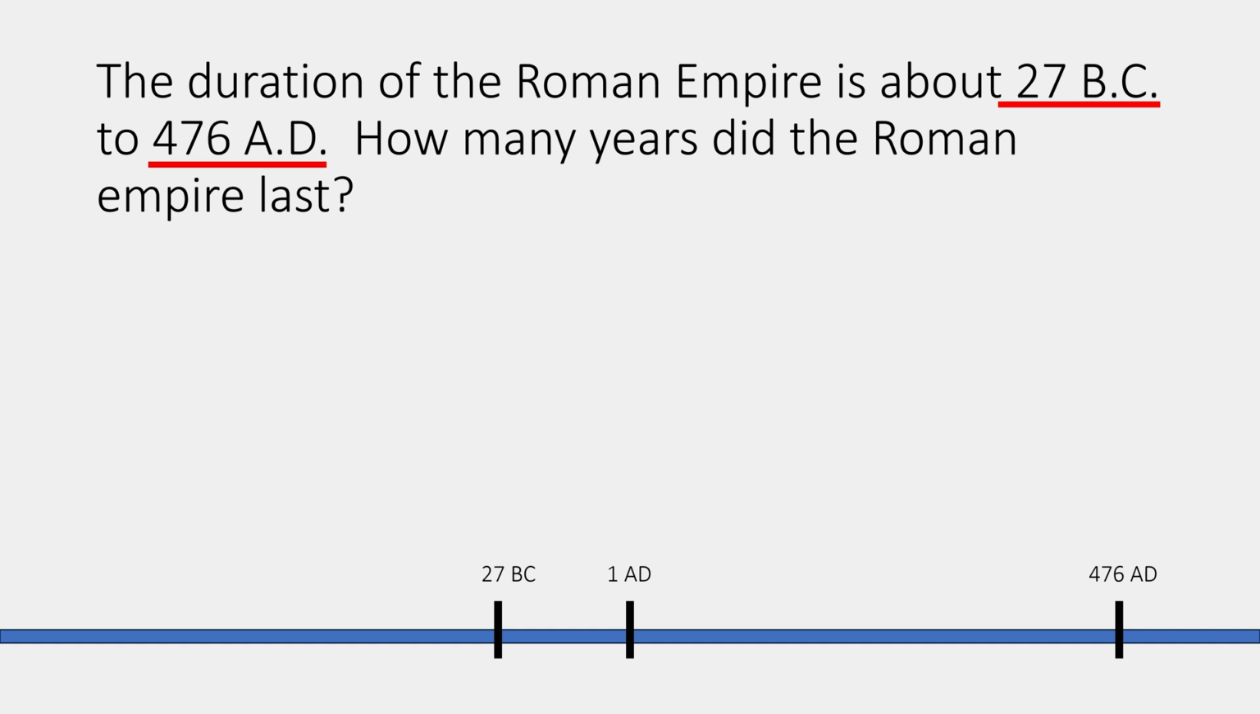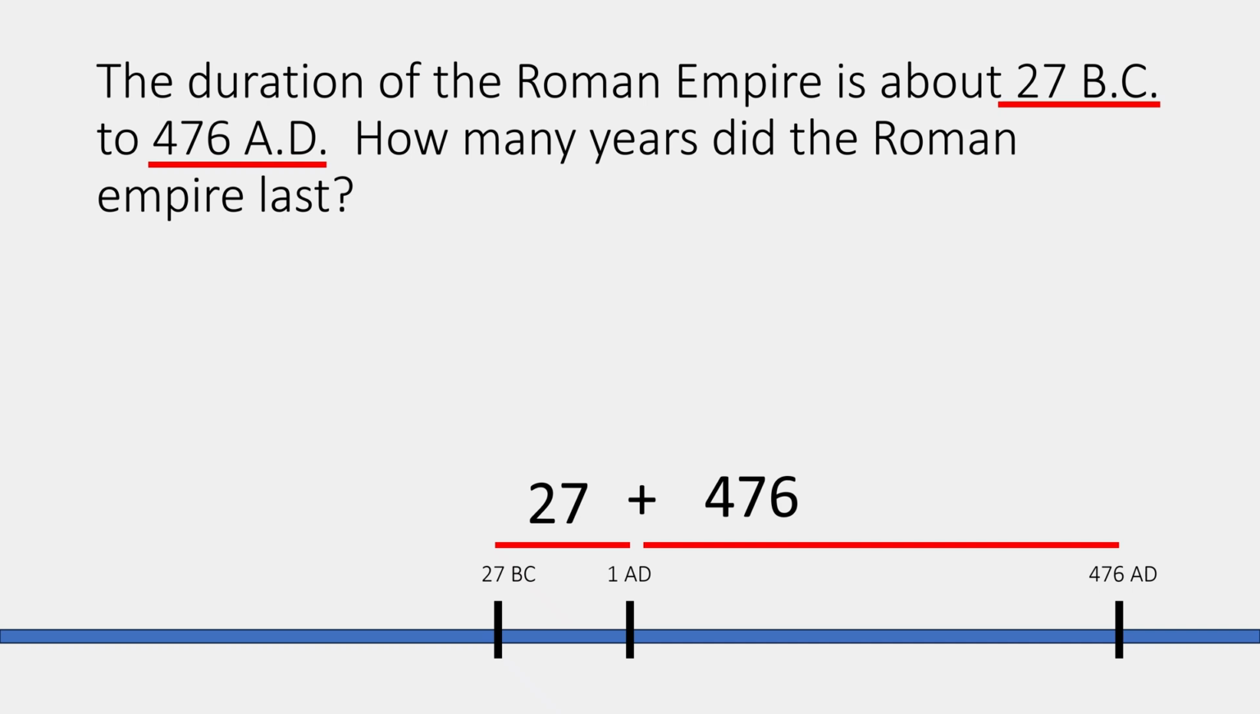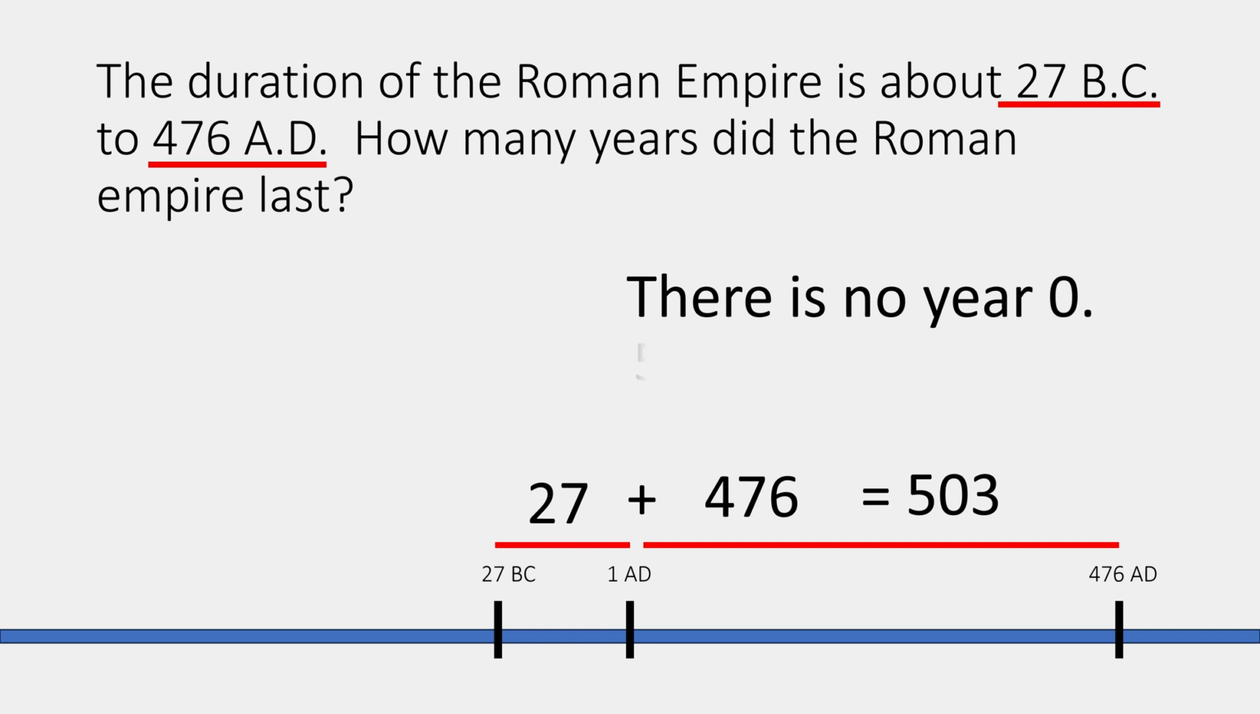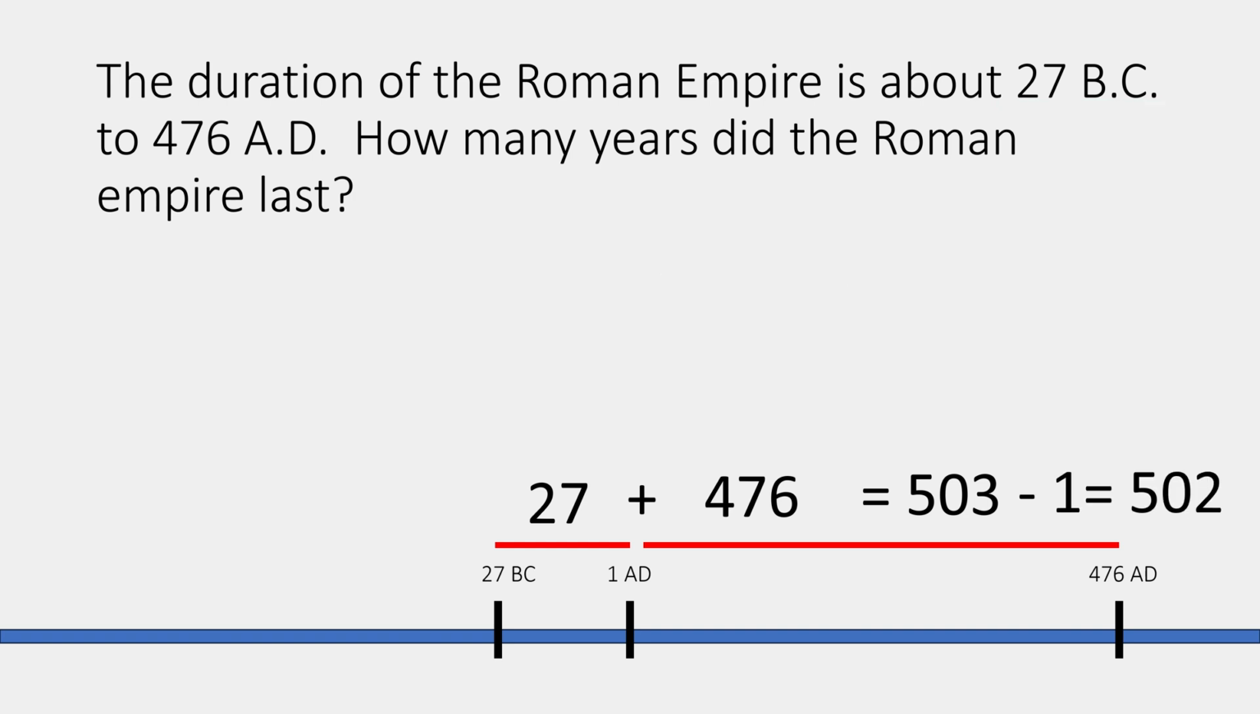As a visual learner, we know 27 plus 476. Total duration is 503 years. Now there is no year 0, so we take 503 and subtract 1. 502 years total is the duration of the Roman Empire. But being a visual learner is not always an option, because your teacher in math might want you to write out the equation. So let's identify the values.